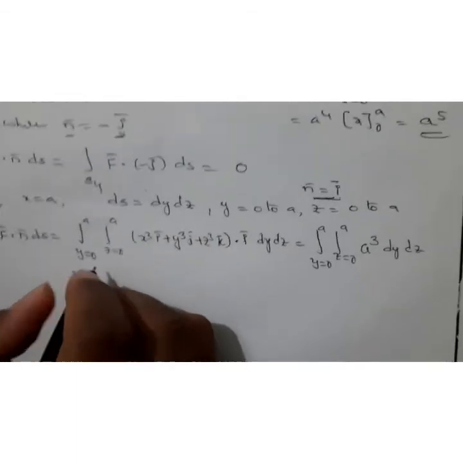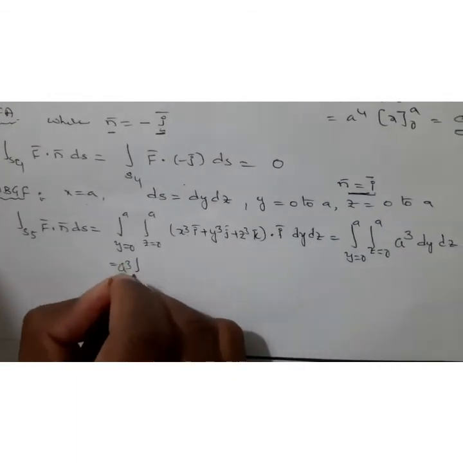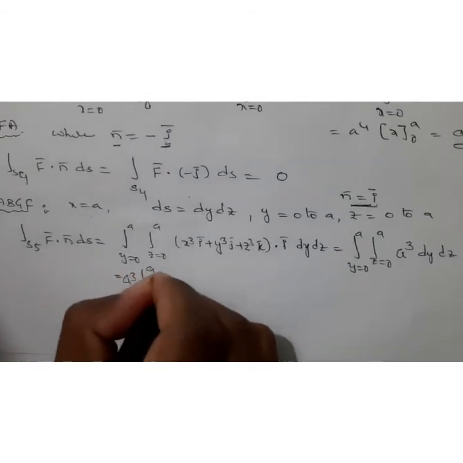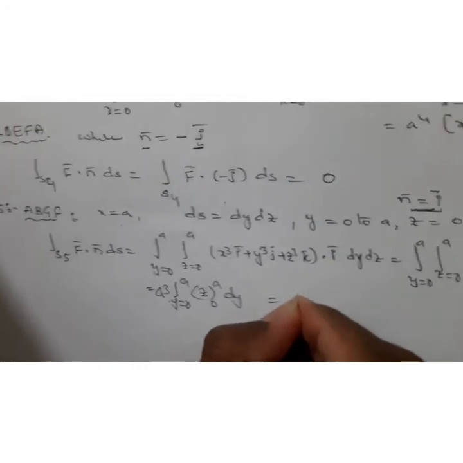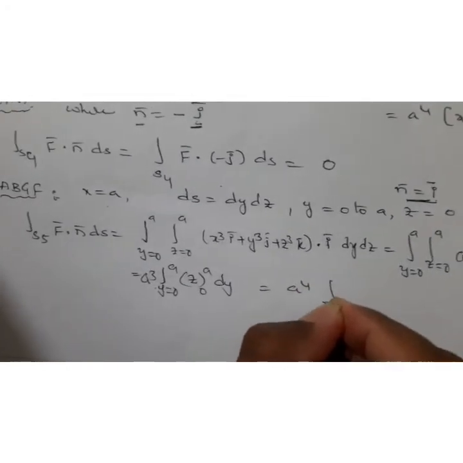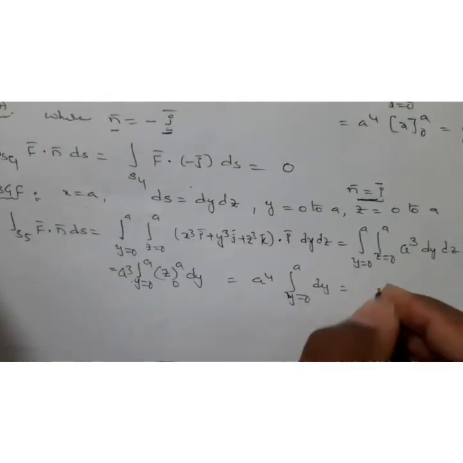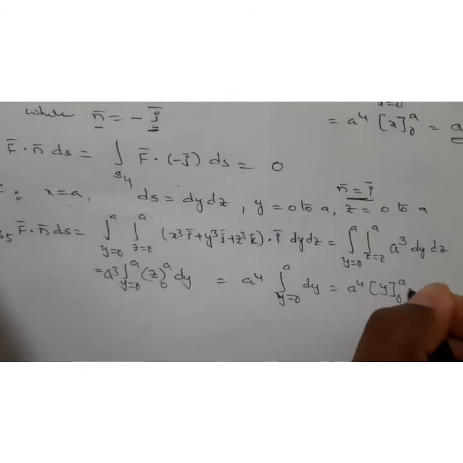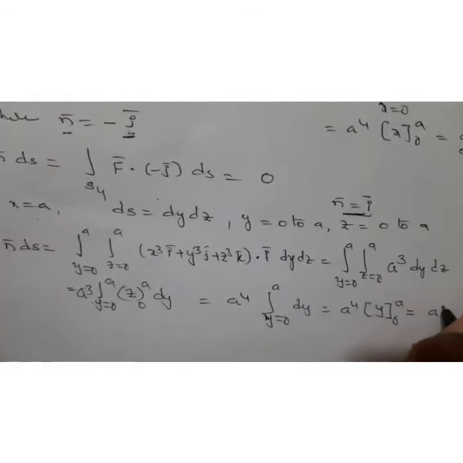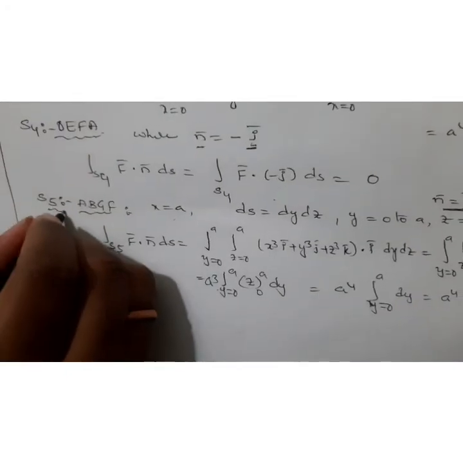Next, to simplify the integration, a cube into y is equal to 0 to a, z into dy, limits from 0 to a, that is a power 4 into y is equal to 0 to a into dy, that is a power 4 into y, limits from 0 to a, substitute the limit, a power 4 into a is a power 5. Next, S6.